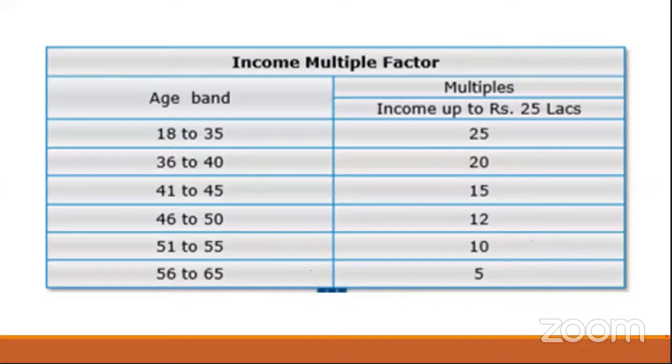Again, the income multiplier kind of thing: 25, 20, 15, 12, 10, 5. It's more or less the same as we have already discussed. As you can see, HDFC is offering 15 times for the 41 to 45 age band. But if you go for Canara HSBC or PNB MetLife, it was 20 times, as I was discussing.